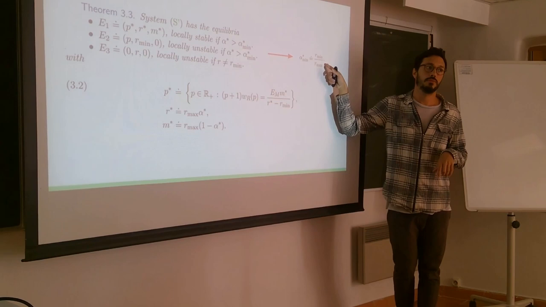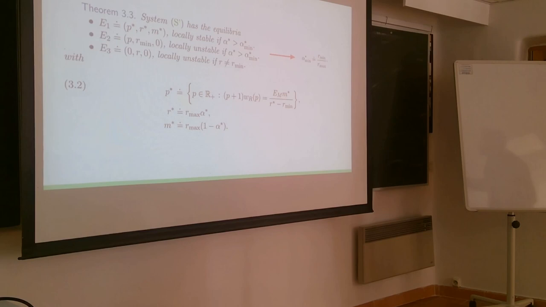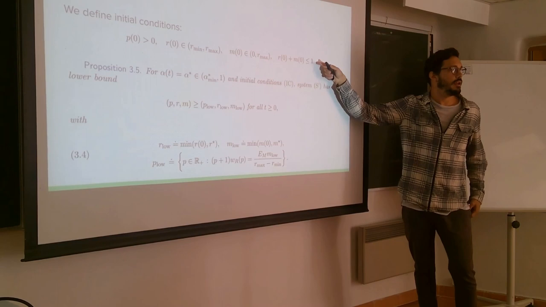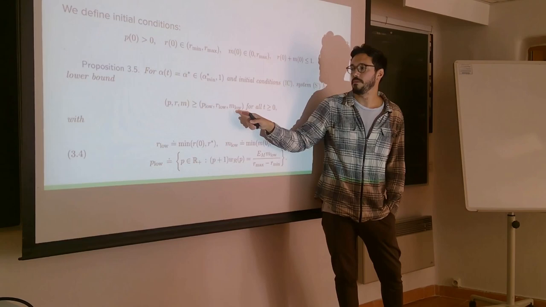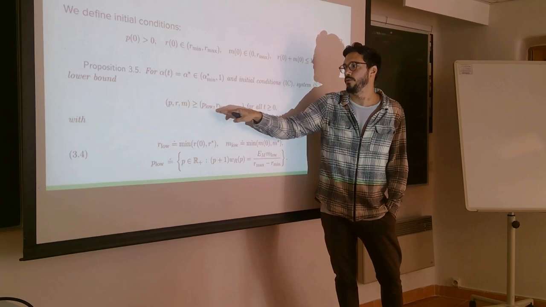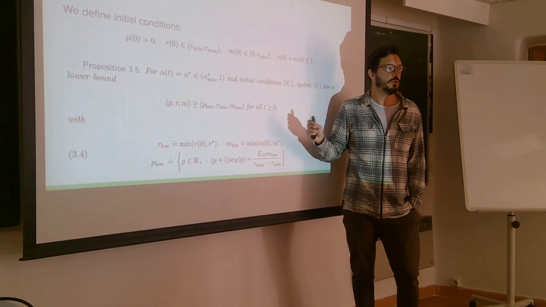This is not very important itself. So we define a couple of initial conditions in the set that I introduced previously. And we can show that, for example, there is a minimal bound for each of the variables, which might not seem interesting, but in fact this guarantees the global stability of the system. I mean, the fact that we can prove that there are minimal bounds on each variable, and the proof is very simple.